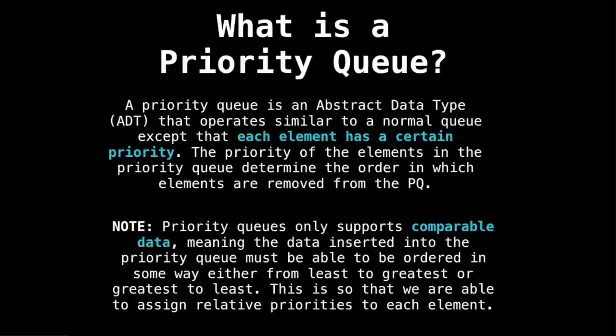As a side note, I would like to remark that priority queues only support elements that are comparable, meaning that the data we insert into the priority queue must be ordered in some way, either from least to greatest or greatest to least. This is so we can assign relative priorities between elements.